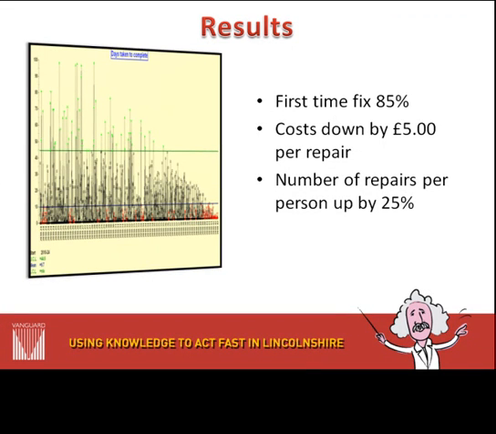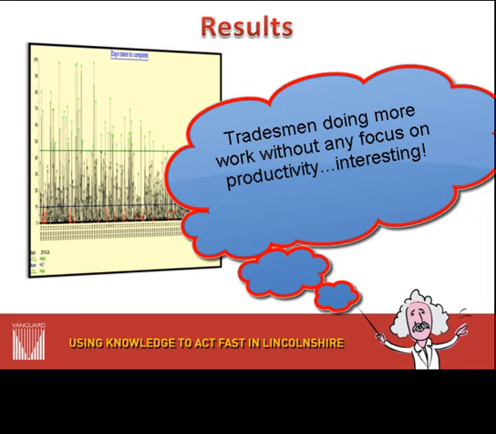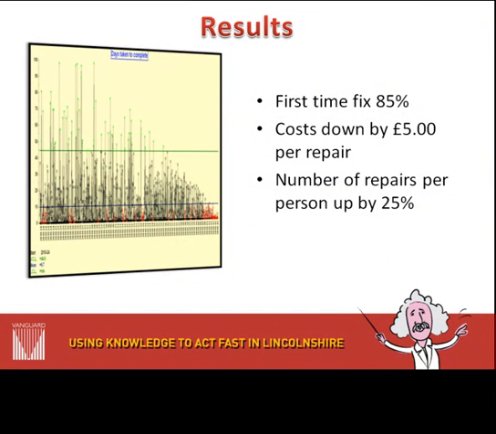If you look at the results, we've got first time fix up to 85%. The costs are down by £5 per repair, and the number of repairs per person has increased by 25%. So productivity up, service levels up, costs are down, and again, when you speak to the guys that are doing the repairs, they're saying it's absolutely fantastic because they're getting back to doing the things that they really wanted to do, which is to be a good joiner, a good plumber, a good tradesman, and actually do a great repair for the customer. What's also interesting is the other reason they're saying that they really love their job now is customers don't shout at them anymore, because the customers know that they're going to turn up on time.